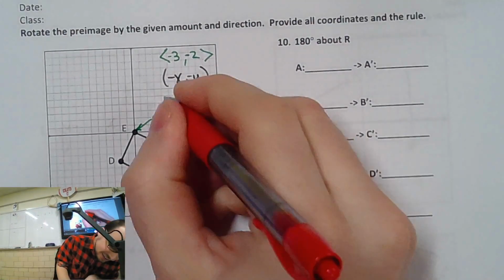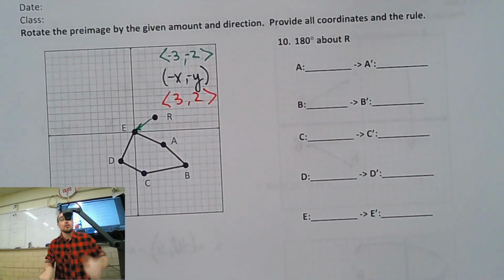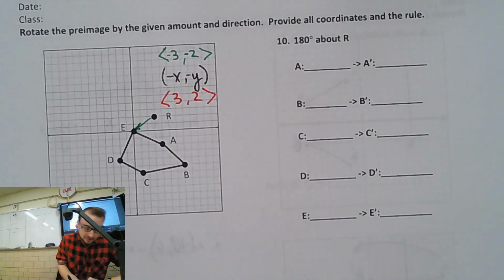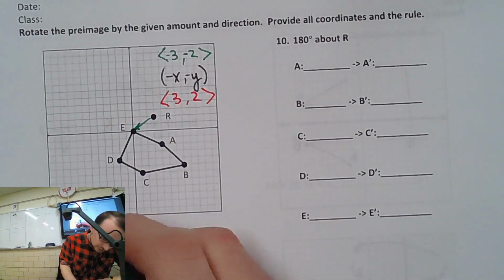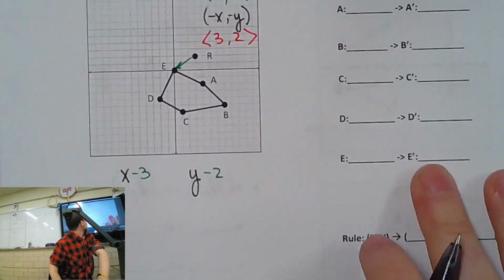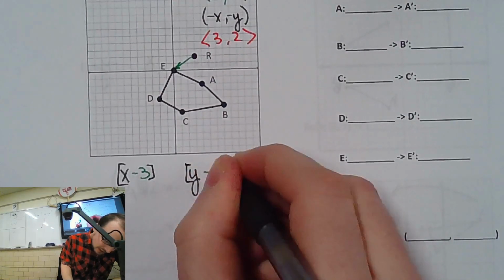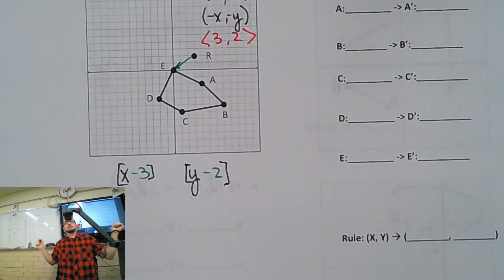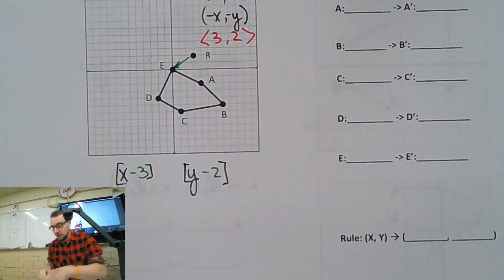Now we got to move it back: 3 to the right and 2 up. So our rule: first, we're going to take x and y, and we're going to subtract 3 and 2 from them, right? And since that's first, we're going to wrap that in parentheses. Do we flip the x and y for this one? No, good. So I don't have to erase it or write it again.